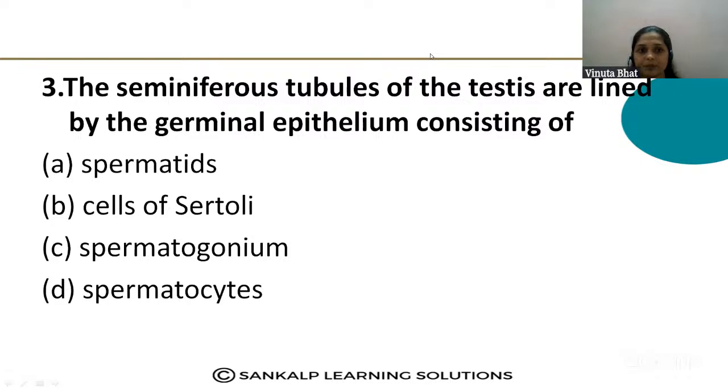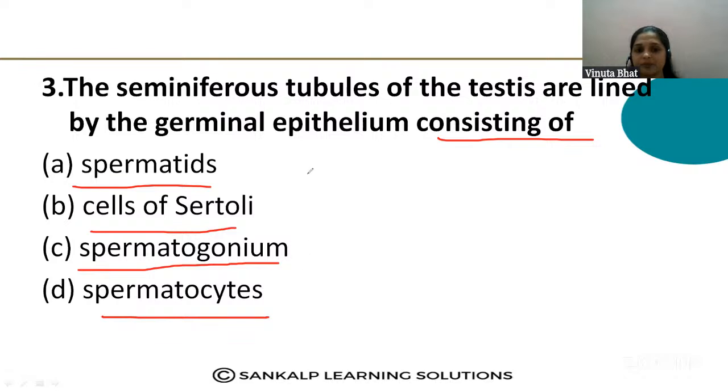Then third question. The seminiferous tubules of the testis are lined by a germinal epithelium consisting of which type of cells? Spermatids, cells of Sertoli, spermatogonium, spermatocytes. Inside the seminiferous tubules, they are lined by a germinal epithelium consisting of which type of cells? Spermatids. These are not present at the lining of the seminiferous tubule. So option 1 is the wrong answer.